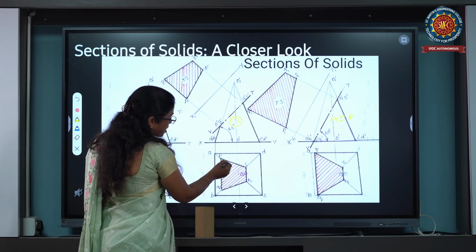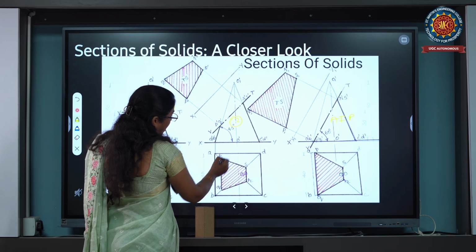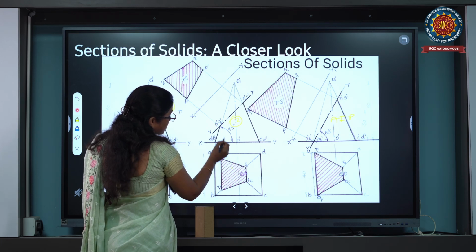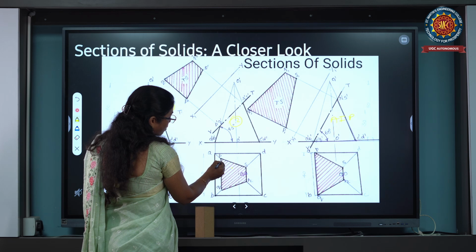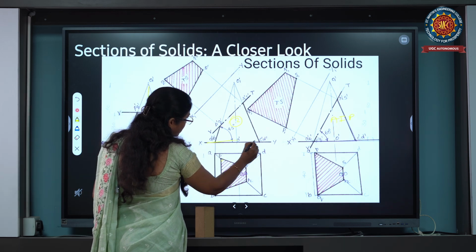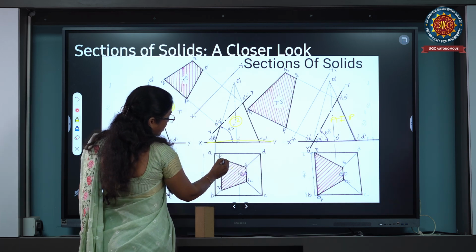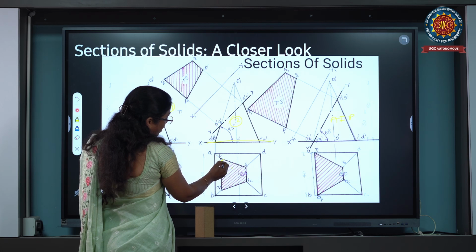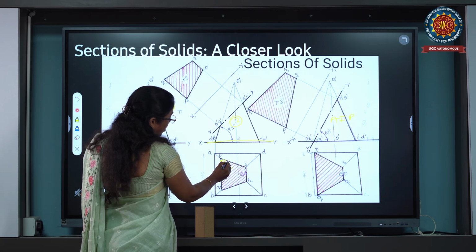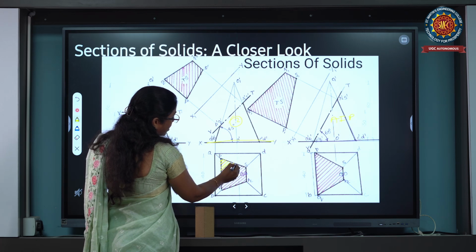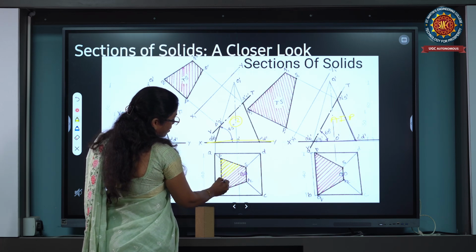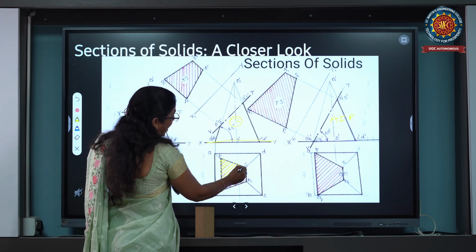So the cut surface is represented as a line inclined at 45 degrees to this reference line. This is called a reference line. Set the drafter at 45 degrees, draw reference lines parallel to HP, with a gap in between of 2 or 3 mm. So a cut surface you need to represent by hatching lines.